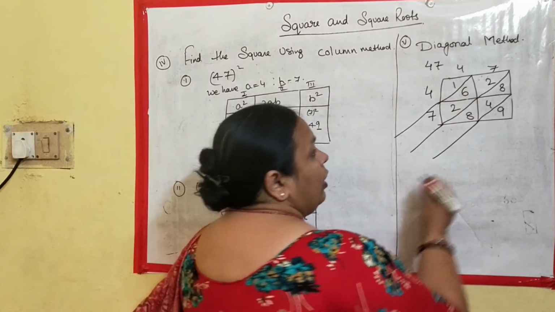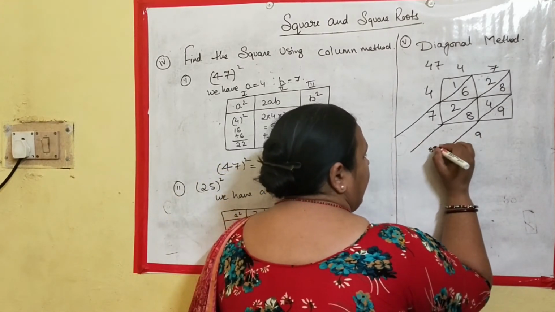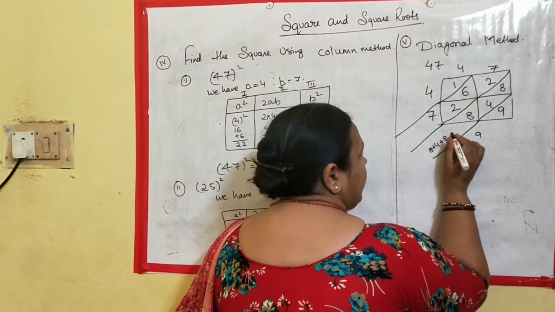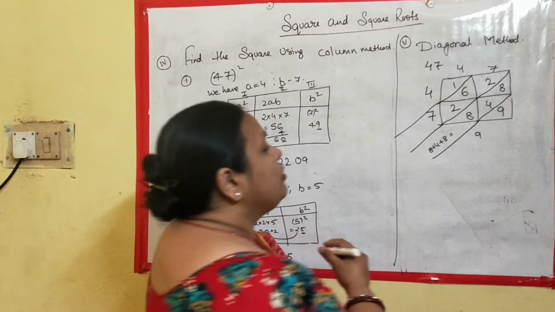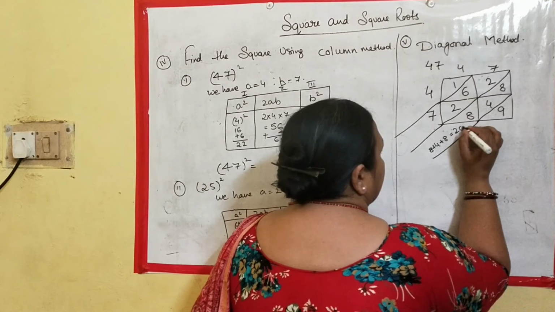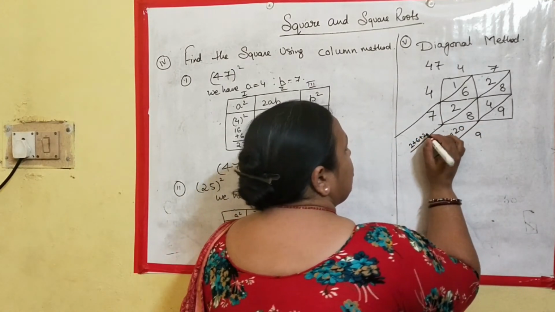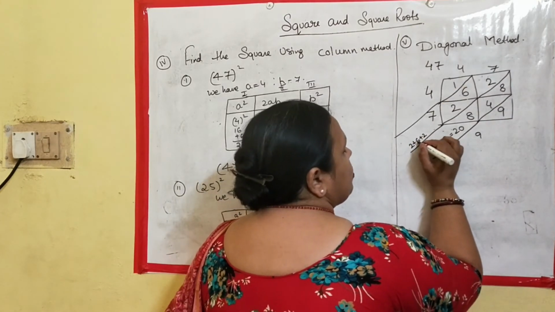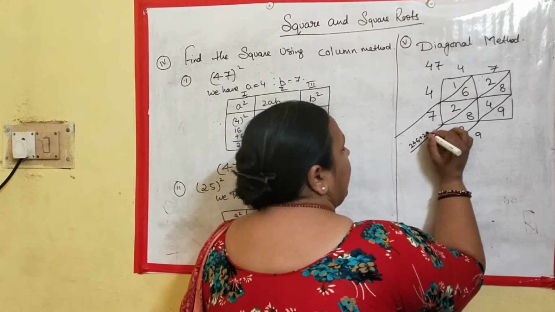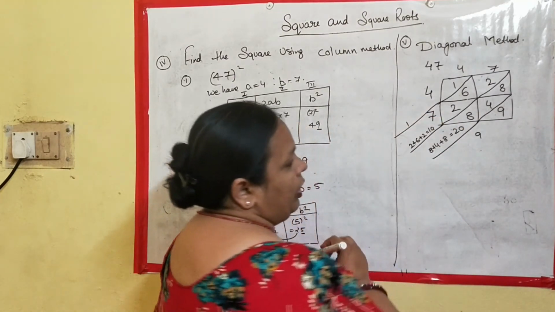Now, this is 9. What is in this? 8 plus 4 plus 8. 8 plus 8 is 16. 16 plus 4 is 20. Here what do you have? 2 plus 6 plus 2. See this line we are talking about. So 2 plus 6 is 8. 8 plus 2 is 10. And above we have 1.